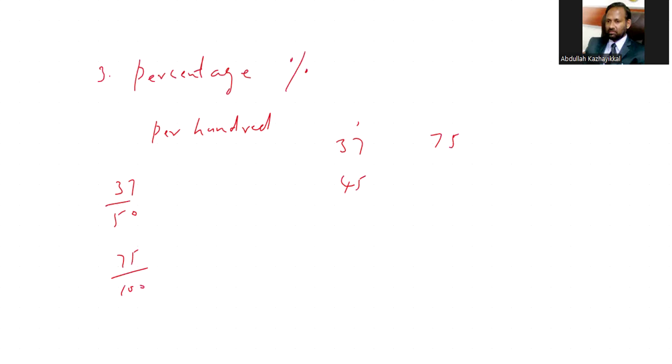Listen here carefully. How can we compare? Total confusion. 18 out of 25. That is why we are using percentage. Per 100, per 50, per 100, per 25, all are confusion. I got 37 out of 50, boy is telling. Another girl is telling, I got 18 out of 25. Another is telling I got 75 out of 100.